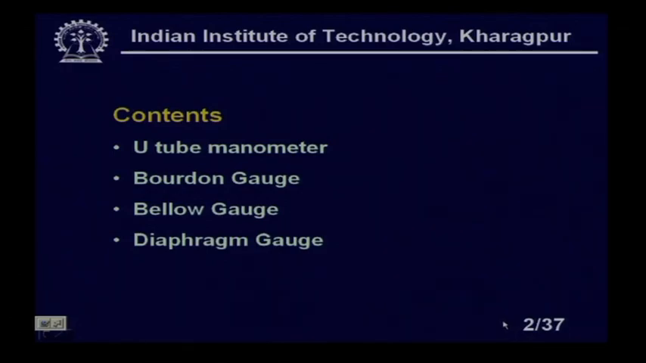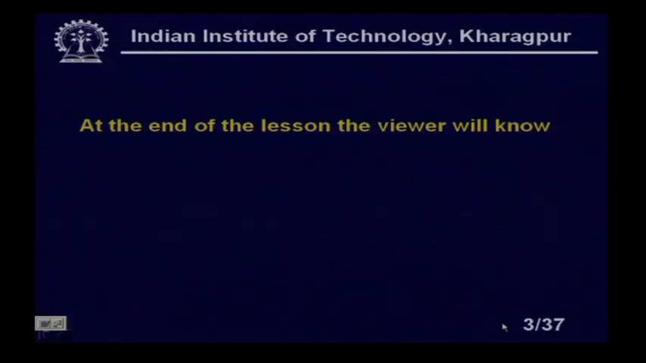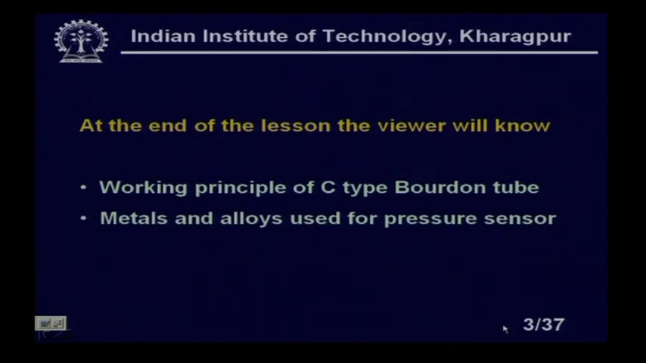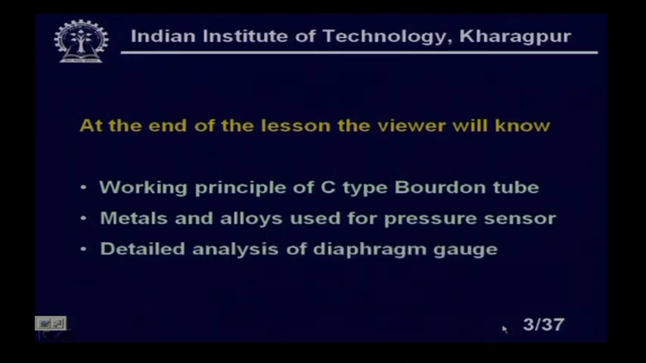It is a very important instrument, it has a direct electrical output. So, it is widely used for pressure measurements. We will discuss the diaphragm gauge. Also, we will discuss the semiconductor diaphragm gauge to some extent. At the end of the lesson, the viewer will know the working principles of the C-type Bourdon tube, metals and alloys used for pressure sensors, and a detailed analysis of the diaphragm gauge. These are the basic things we will discuss.